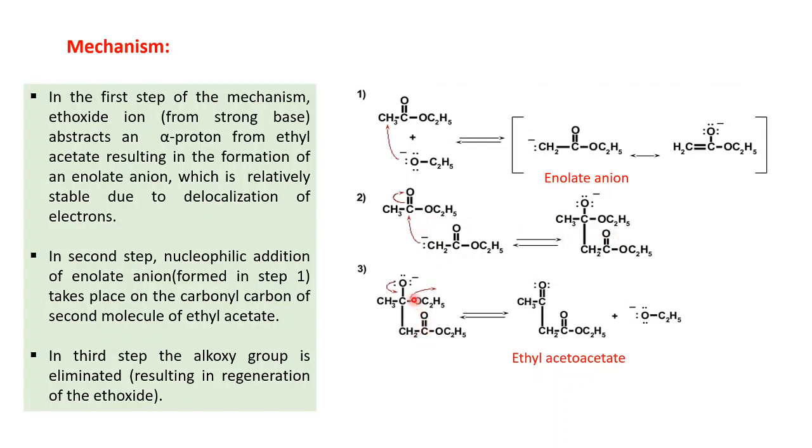There is removal of the alkoxy ion, or ethoxide ion, which has to be regenerated because in the first step we are using ethoxide ion to start this reaction. So as soon as this molecule loses an ethoxide ion, it will form an ethyl acetoacetate molecule.